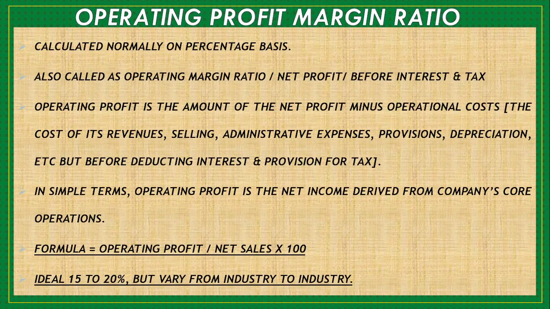Operating profit margin ratio, calculated normally on percentage basis, also called as operating margin ratio or net profit before interest and tax. Operating profit is the amount of the net profit minus operational costs, the cost of its revenues, selling, administrative expenses, provision, depreciations, etc., but before deducting interest and provision for tax. In simple terms, operating profit is the net income derived from company's core operations. Formula: operating profit by net sales into 100. Ideal 15 to 20% but varies from industry to industry.